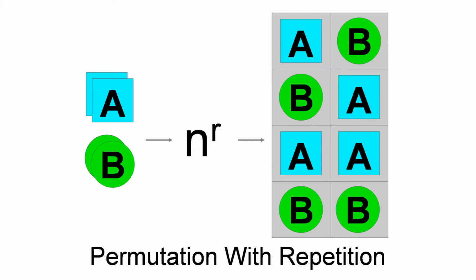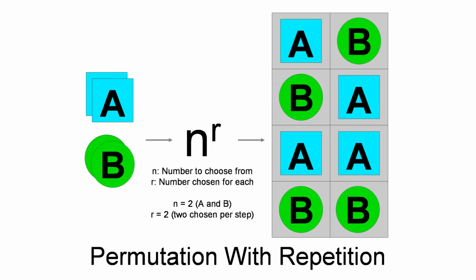It's n to the r, where n is the number you have to choose from, and r is the number chosen of each type. For this example, the number we can choose from is 2. We can choose A and we can choose B. And then the r is 2. We can choose 1 for each step. And so when you calculate it, 2 raised to the 2, you get 4, which is what we found by trial and error. So how does this apply musically?